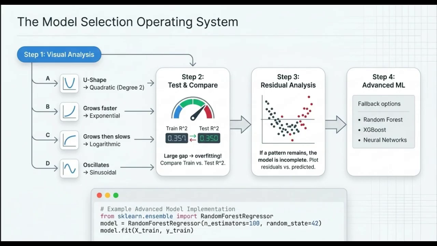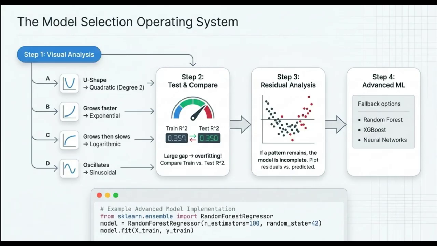Right. Step 3 is residual analysis. You calculate your errors, the residuals, which are just your predictions minus the actual reality. If you plot those errors on a graph and they still have a visible curve or a shape to them, it means your model is incomplete. So the errors should just look like a completely random static. Exactly. If they don't, you missed something structural in the data.